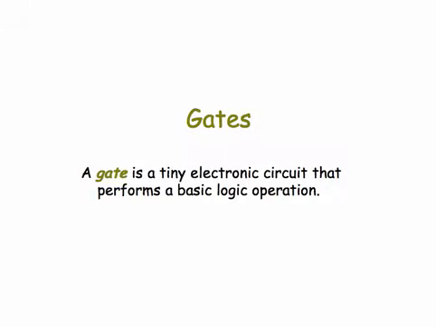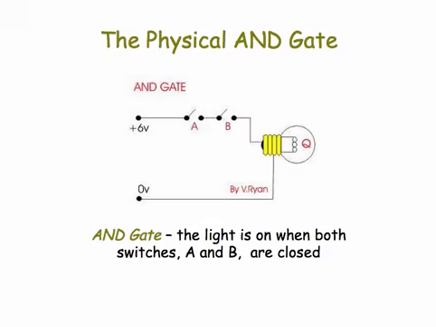Let's now look at some of these computational components. A gate is a tiny electronic component that performs a basic logic operation. For example, here's a circuit diagram of an AND gate. An AND gate is one in which the light would be on only when both switches A and B are on. So A and B represent the inputs and the light represents the output. The output is on when both inputs are on.